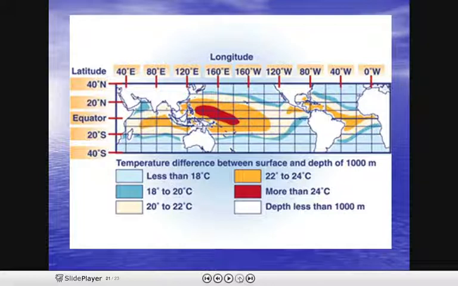Now, these are the temperature differences between the surface and a depth of 1000 meters. The longitude and latitude relative to the equator line determine the water availability: less than 18 degrees centigrade, 18 to 20 degrees centigrade, 20 to 22 degrees centigrade, 22 to 24 degrees centigrade, more than 25 degrees centigrade, and depth less than 1000 meters.